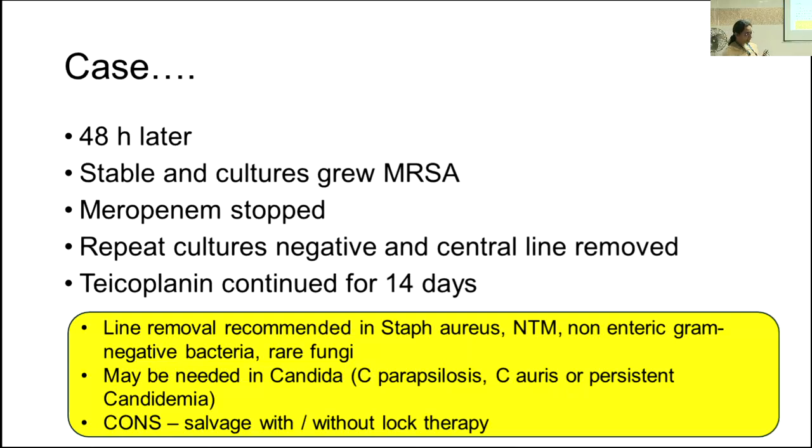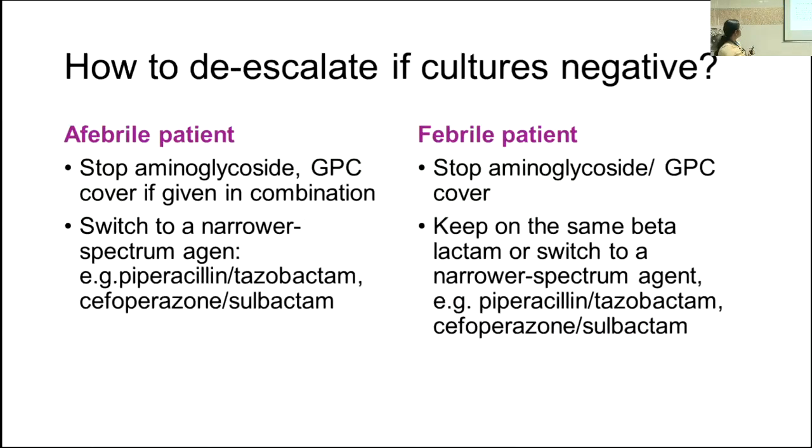In CoNS, which is again very common, you might try to salvage the line just by treating, either with systemic therapy or you can do an antibiotic lock. Okay. So then what do we do?